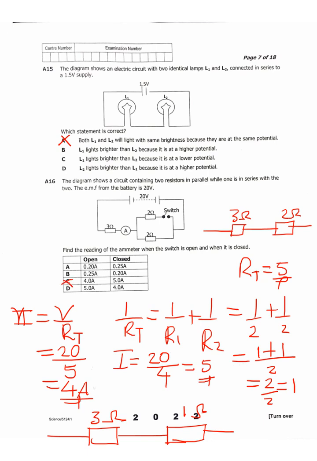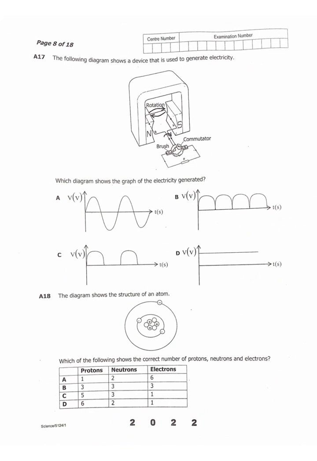Okay, now let's move on to question 17. The following diagram shows a device that is used to generate electricity. So here we have this diagram of a direct current motor. So which diagram shows the graph of the electricity generated? So whenever you're dealing with a DC generator, the graph that we get is this one. So you just have to put this graph into memory.